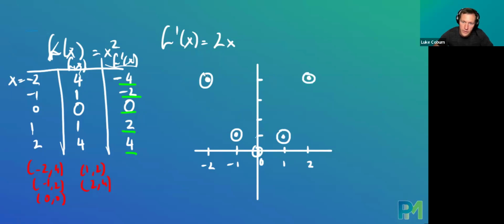So this is the function here, okay? That's the function here, right? And let's have a look at these tangent lines. So here's a tangent line. See, there's a tangent line. And here is a tangent line, and here is a tangent line, and here is a tangent line, and here is a tangent line.